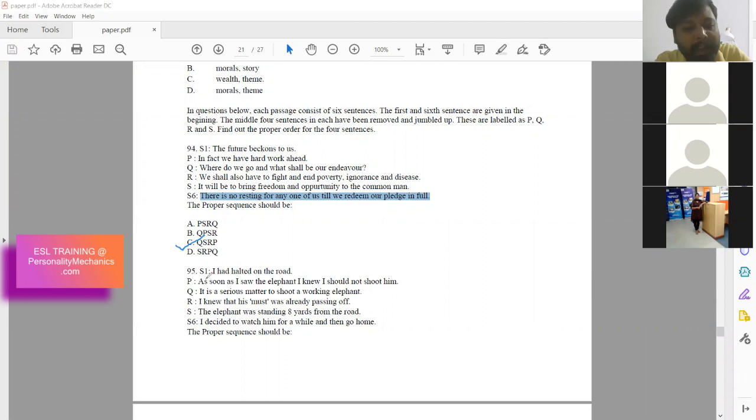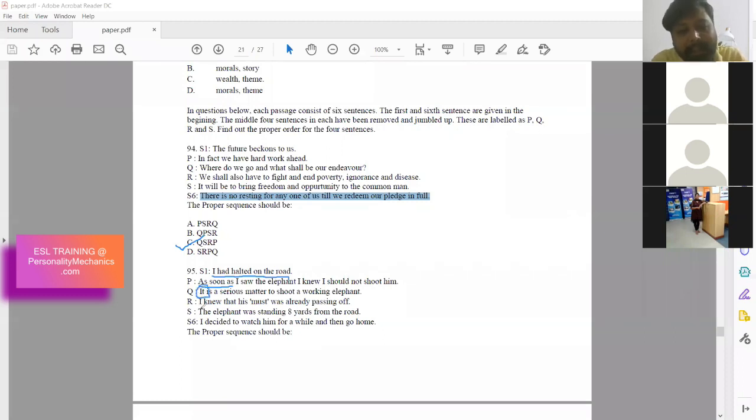Next is S1. I had halted on the road. Halted. Halt means to stop. The next sentence should tell me why I halted on the road. I'm presuming that should be the one. As soon as I. So as soon as tells me that it cannot be the first sentence. It is a serious matter. It. Which matter are you talking about? Hence, I cannot use this sentence.